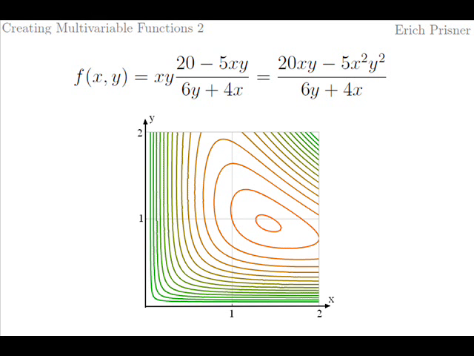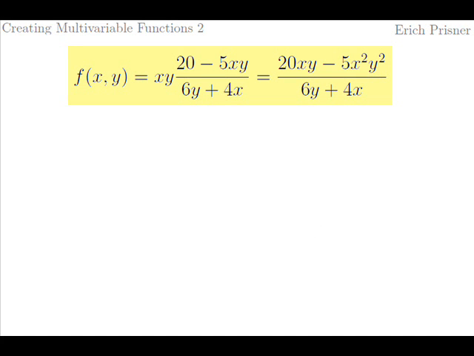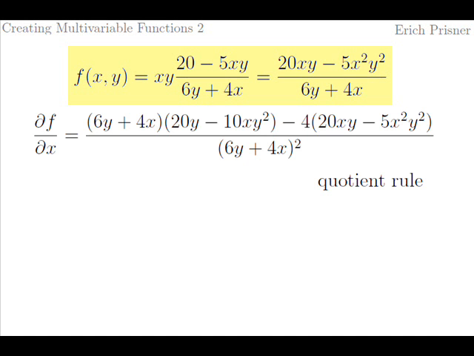Here are the level curves of the function. From them we can already see that the maximum is around x about 1.4 and y about 0.9. How can we find the values x and y that maximize this function f without the graph, or how can we get them precisely? Well, we need the partial derivatives. Using quotient rule we get the two partial derivatives of f.